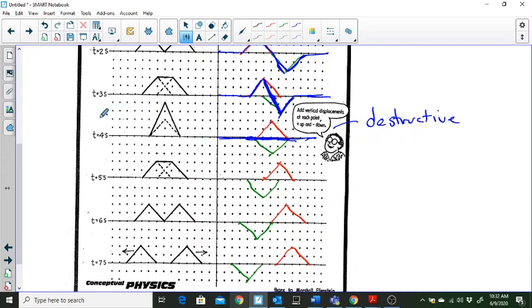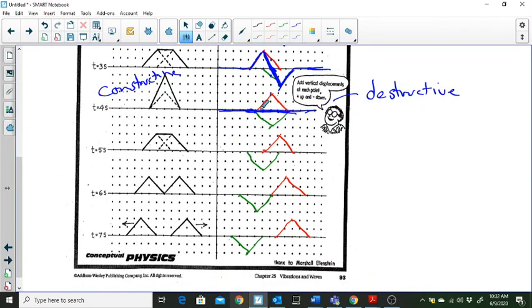Whereas over here, this is constructive, where the amplitudes are adding together and making a larger wave. All right, so that's that point. So then once the two waves move past each other, then we get to this point here.